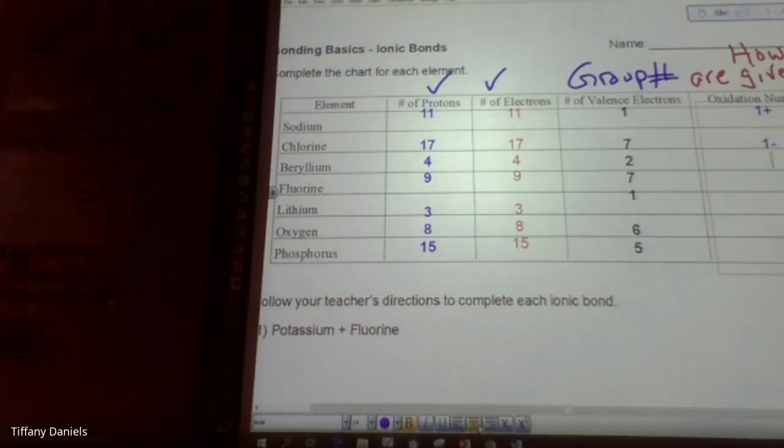All right, beryllium. Going to be a 2 plus. Remember, you're not going to have any number greater than 4, ever. All right, fluorine, how many more does it need? Needs 1 more. 1 minus. Lithium has 1. It's a metal. It's going to give that 1 electron away.